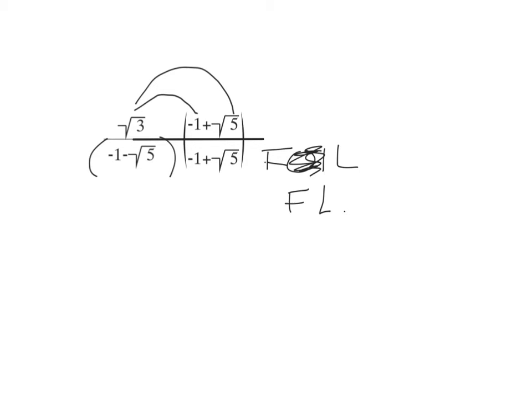Radical 3 times negative 1. Negative 1 is an outside number, so it's going to end up outside of the radical 3. So that means in the numerator I have negative 1 radical 3, which is just negative radical 3. You don't need the 1.